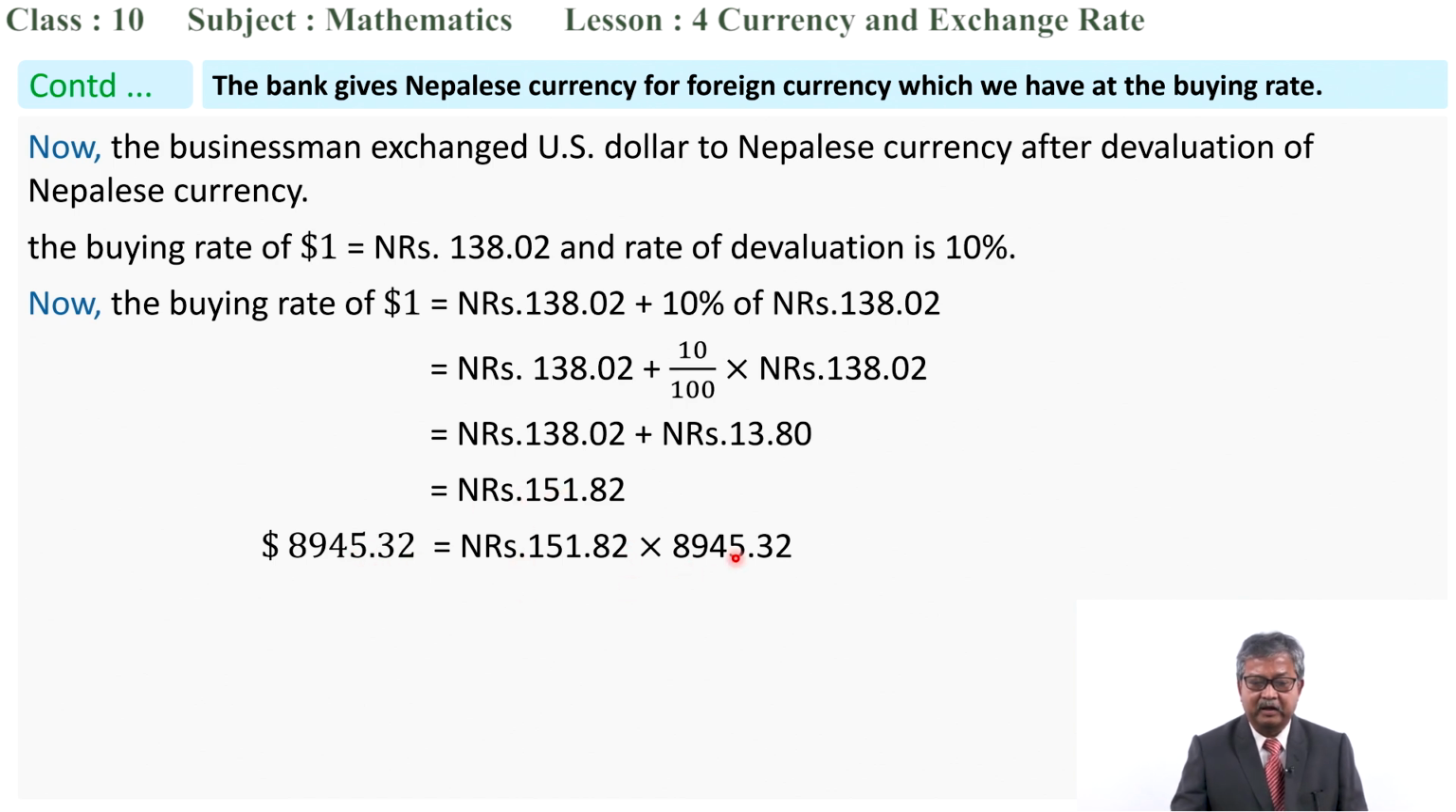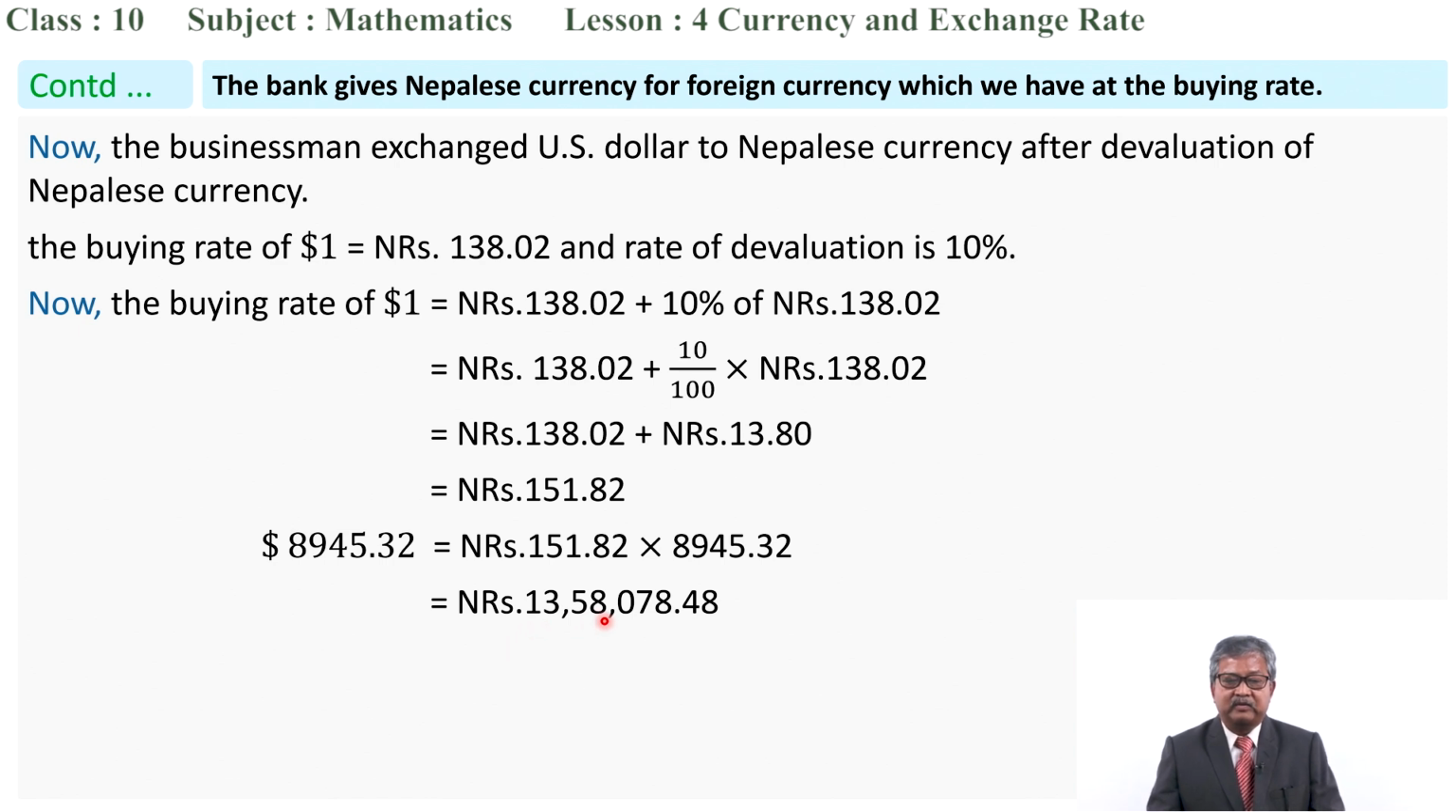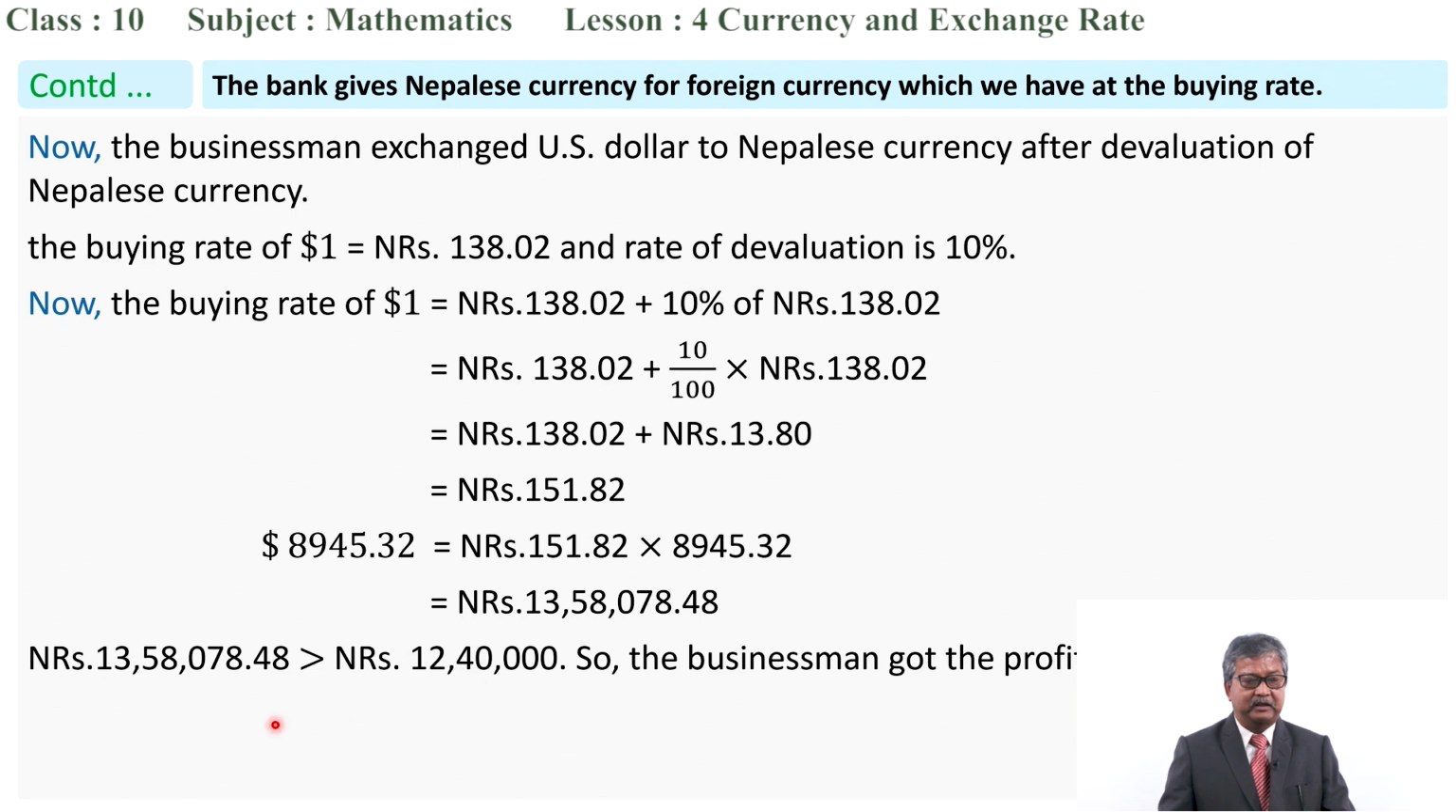Then this is multiplied by this. Then how much did we get? We got 13,58,078 rupees 48 paisa. Before, how much did he have? 12,40,000. Now he got this. So what do we say? This 13,58,078.48 is greater than 12,40,000, isn't it? It is greater than 12,40,000. That's why the businessman got the profit.